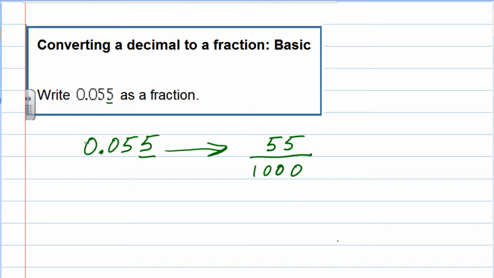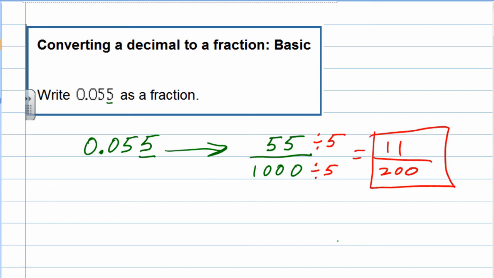But like usual, whenever we're working with fractions, we always want to reduce those fractions. And when we look at this one, 55 divided by 1,000, they are both divisible by 5. And since they're both divisible by 5, then we should do that. We should divide them both by 5, giving us in the top 11. And in the bottom, 1,000 divided by 5 is 200. That will not reduce any further, so we have our answer.